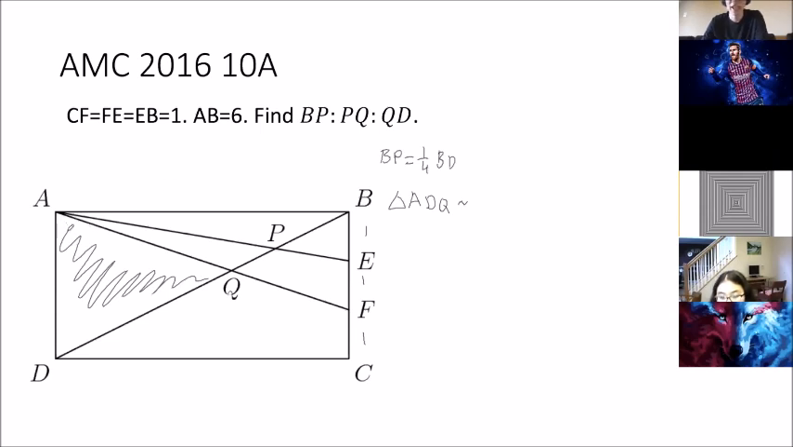So let's just start matching angles. Angle DAQ matches with this angle because of parallel lines. And this angle matches with this angle because of parallel lines. So we get triangle ADQ is similar to triangle FBQ by AA.